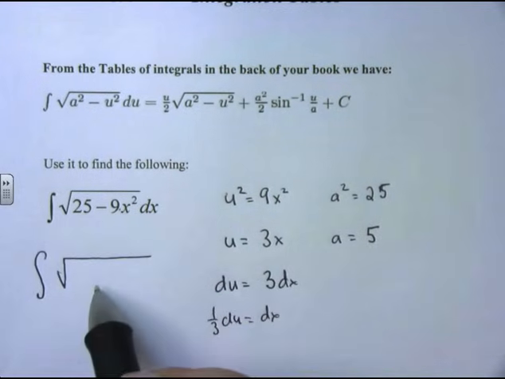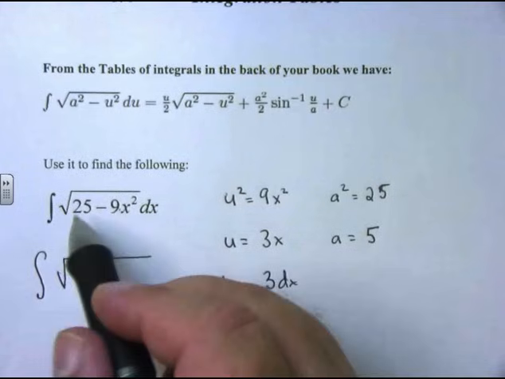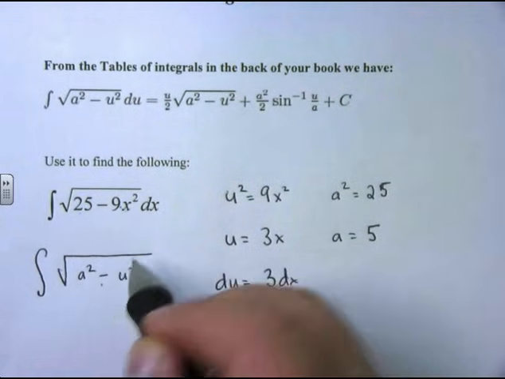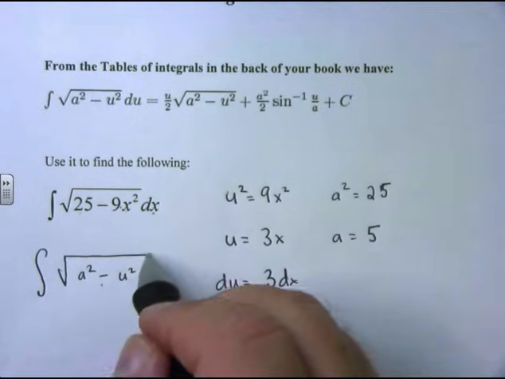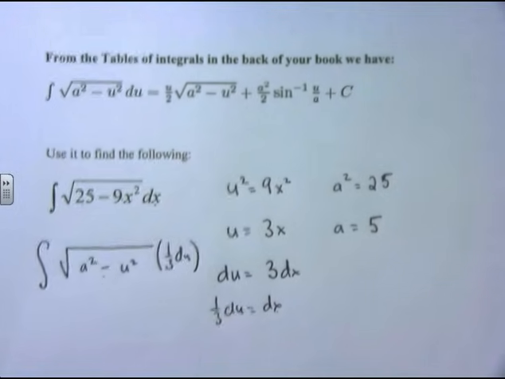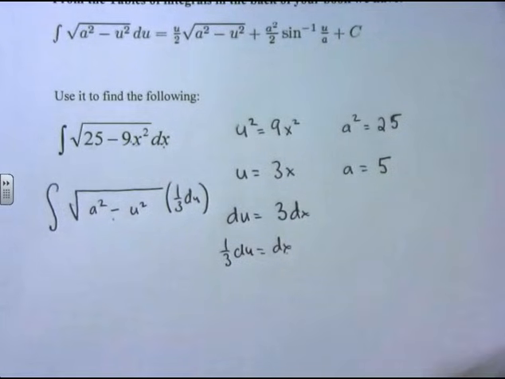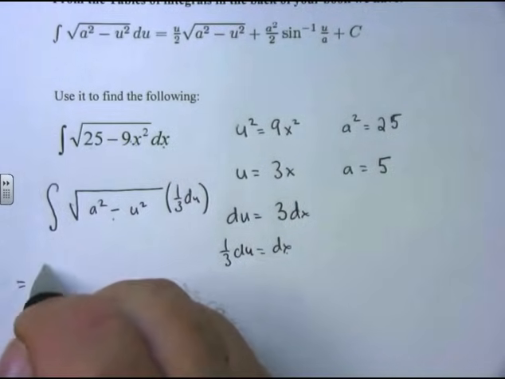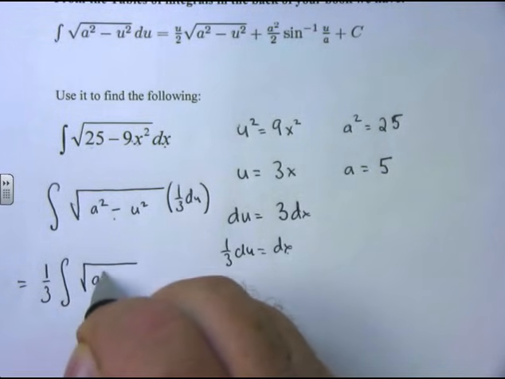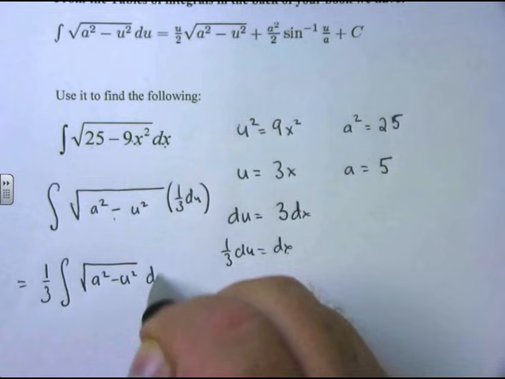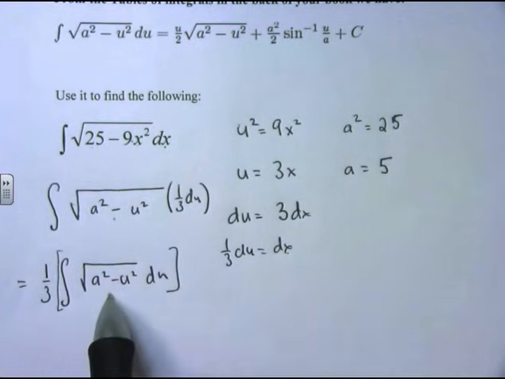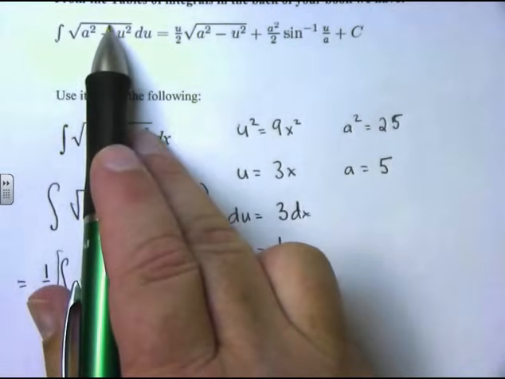And if I substitute it right, it should turn into this formula. Well, this is my a squared minus u squared, but in place of dx, I'm going to put a 1/3 du. But like always, where do constants get to go? In front of my integral. So this is equal to 1/3 the integral of the square root of a squared minus u squared du. Keep the constant out front, and you'll notice that this is exactly this formula.